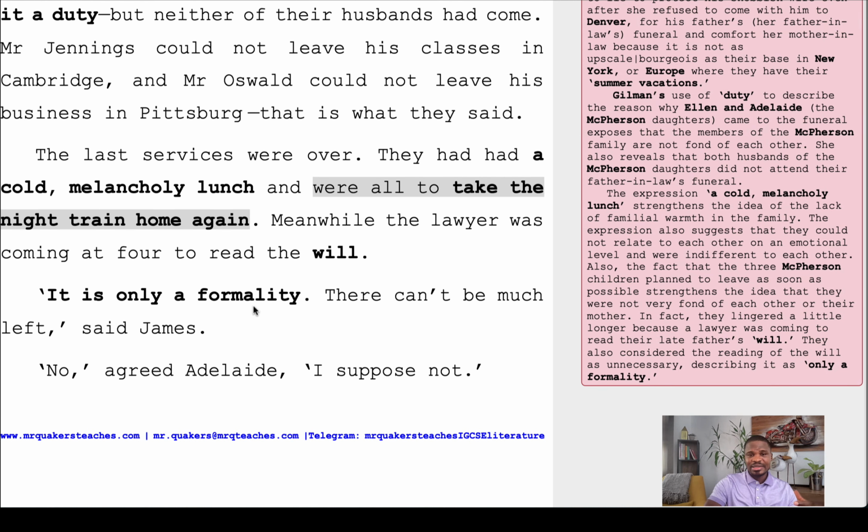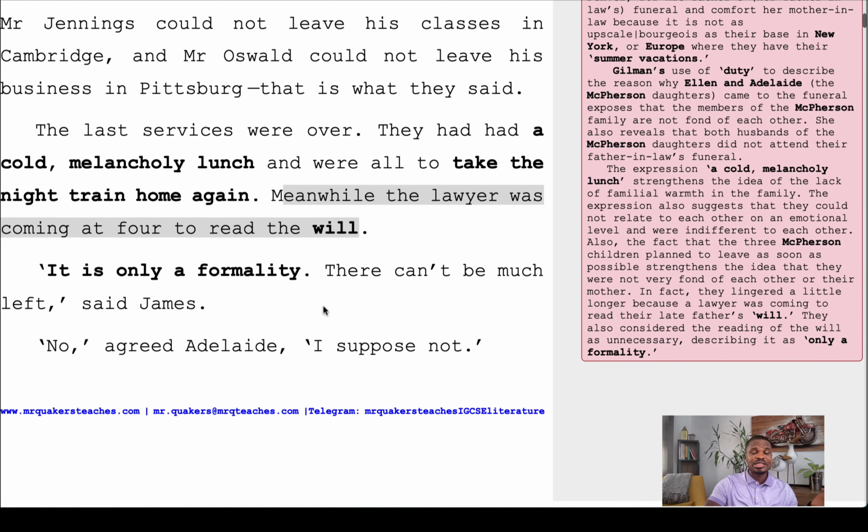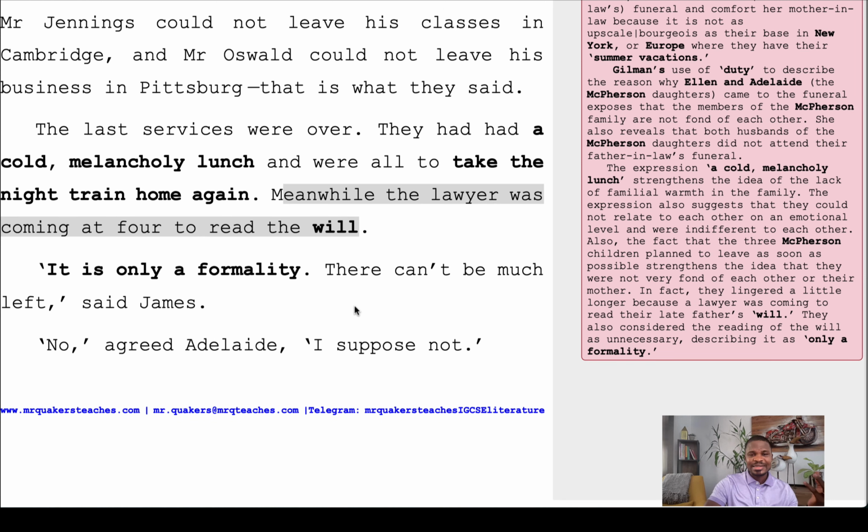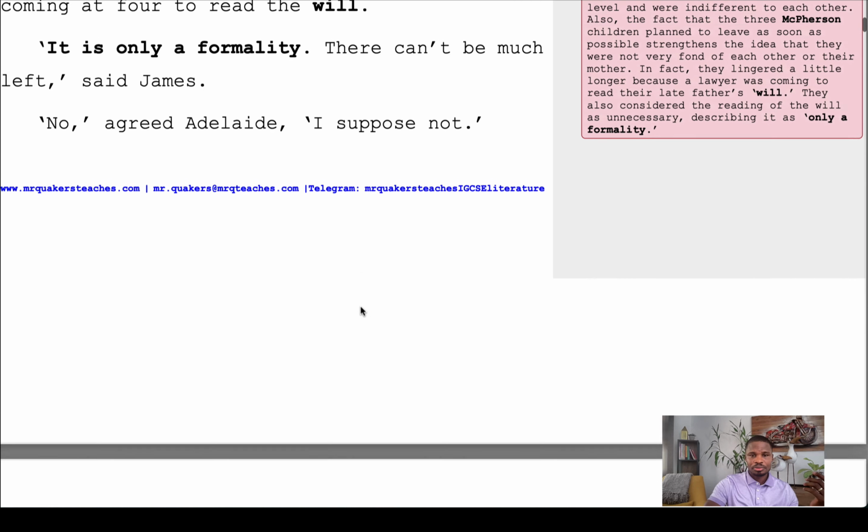Remember, like I mentioned, we are told that a lawyer is coming. So meanwhile, the lawyer was coming at 4 to read the will. And it's described as only a formality. "There can't be much left," said James. So in their minds, they thought that their mother had little or nothing. "No," agreed Adelaide. "I suppose not."